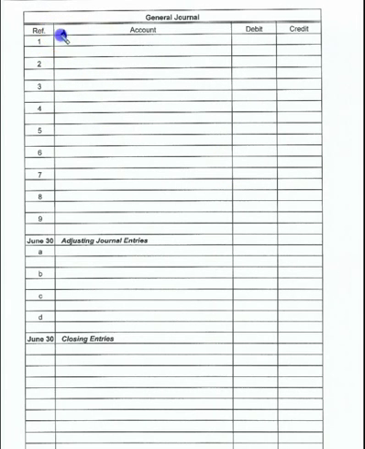So our journal entry is to debit cash, which is an asset, for $30,000, and credit common stock, which is a component of stockholders' equity, for $30,000. And the debits go first, okay? So I list my debit first and then my credit.